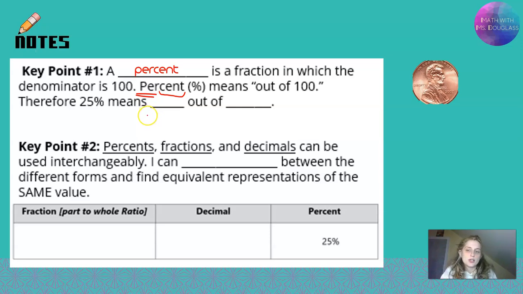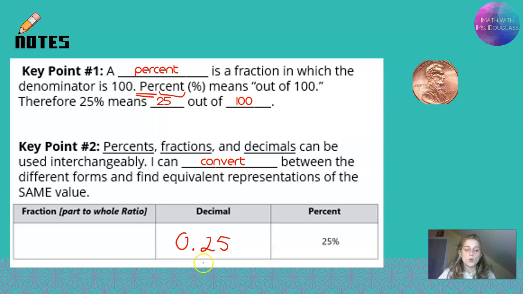So if I tell you we're talking about 25%, you can write me the fraction because that really means 25 out of 100. Percents, fractions, and decimals can all be used interchangeably. That means it doesn't matter which one you use, they will still represent the same amount if they're equivalent. And in this lesson, we're going to be talking about how to convert or change between these different forms. So I will expect that if I tell you a percent, by the end of this lesson, you'll be able to tell me, oh, 25% is the same as 0.25, 25 hundredths.